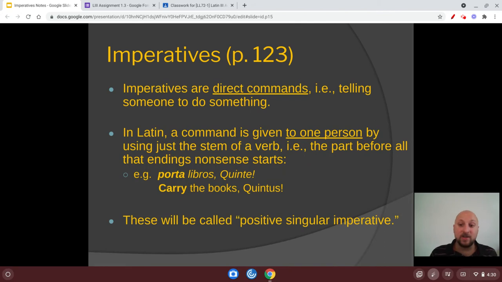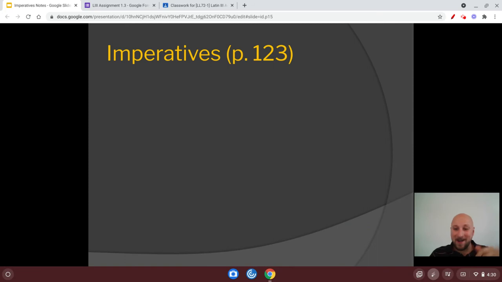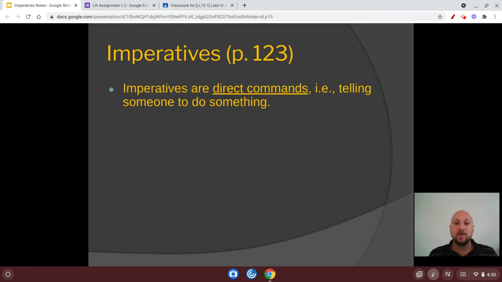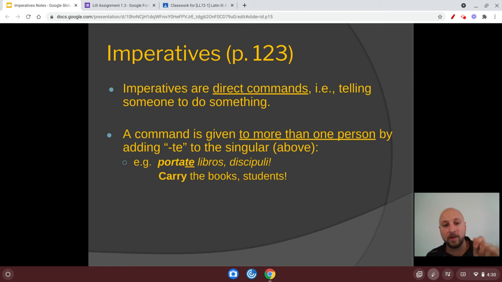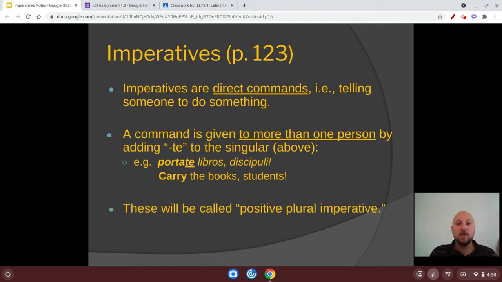And so for terminology's sake, we're going to call these positive singular imperatives. Positive because you're telling someone to do something, and singular because you're telling only one person to do it. Now, you can probably guess we're going to move on to some other variation of this, just another kind of direct command. You would tell more than one person to do an action by adding te to the form we just saw. So if you see portate libros, discipuli, you're telling the students, more than one person, to carry the books. Again, we're going to call this a positive plural imperative.